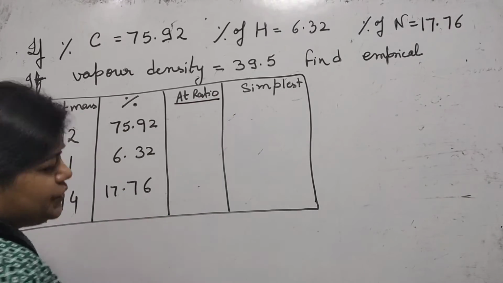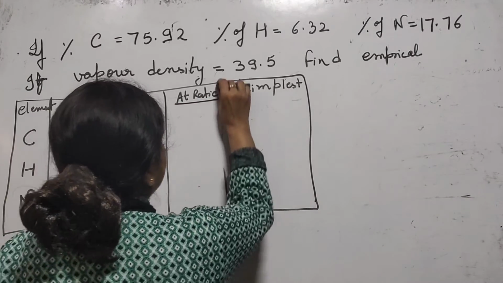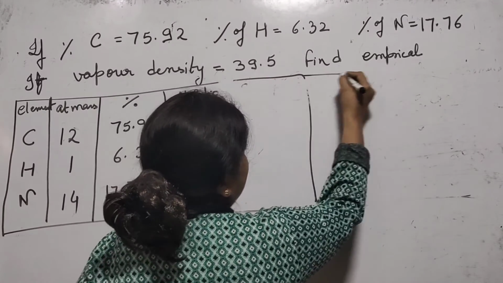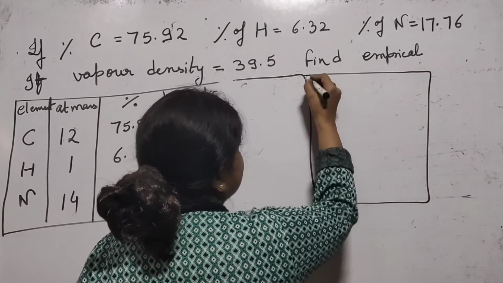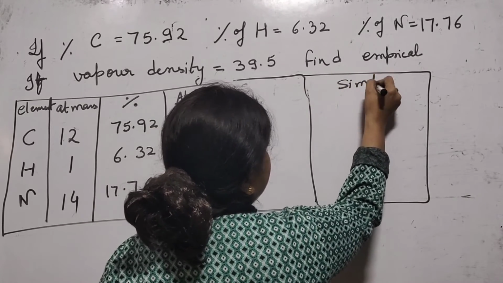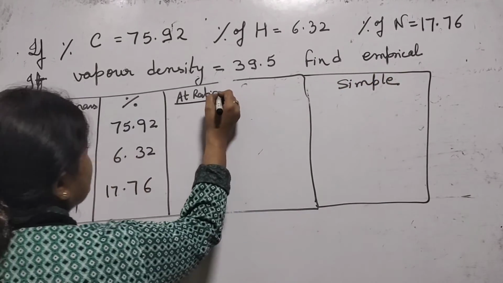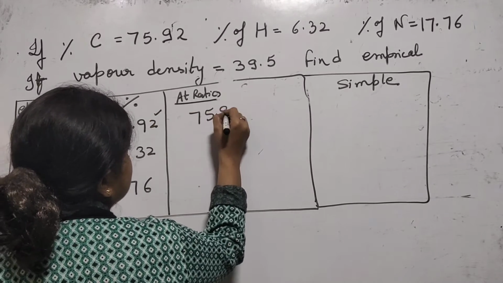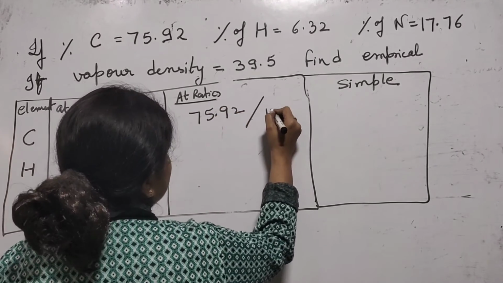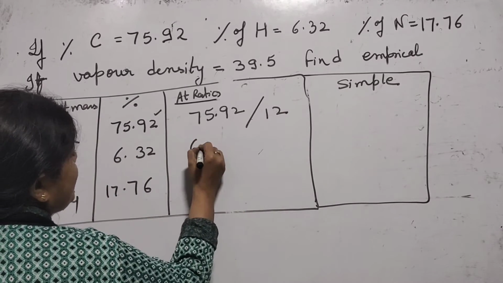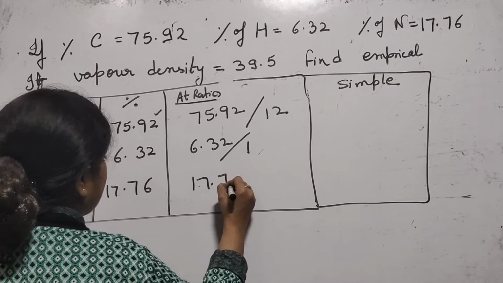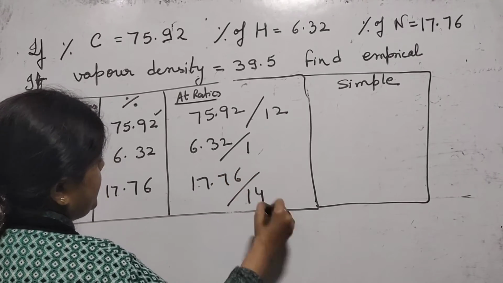For the atomic ratio, I will make a little bit column. Now next one more column, simple ratio. Okay. For atomic ratio, we write percentage of composition divided by atomic mass, that is 12. Here we had 6.32 divided by 1. Here we have 17.76 divided by 14.